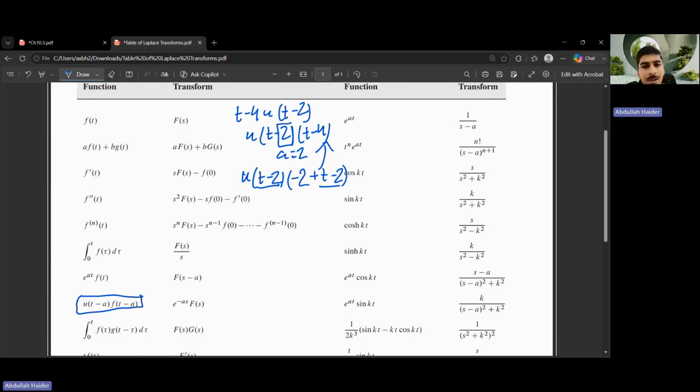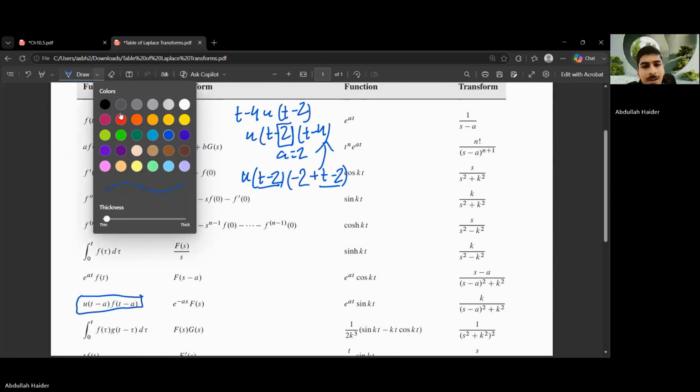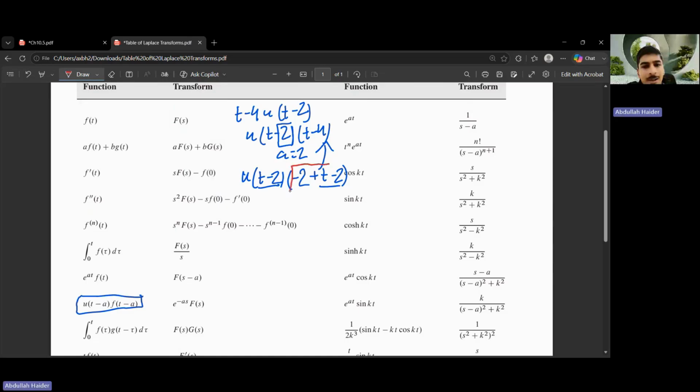and this will be matching, and this will be your f of t. This will be your f of t, and this is your a. So now you can find the Laplace of this easily. So in this case, the a is 2, f of t is minus 2 plus t.